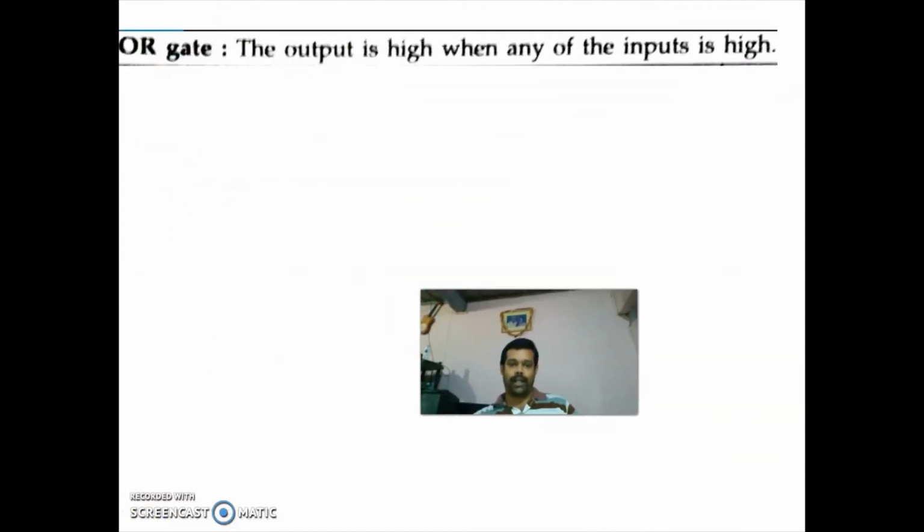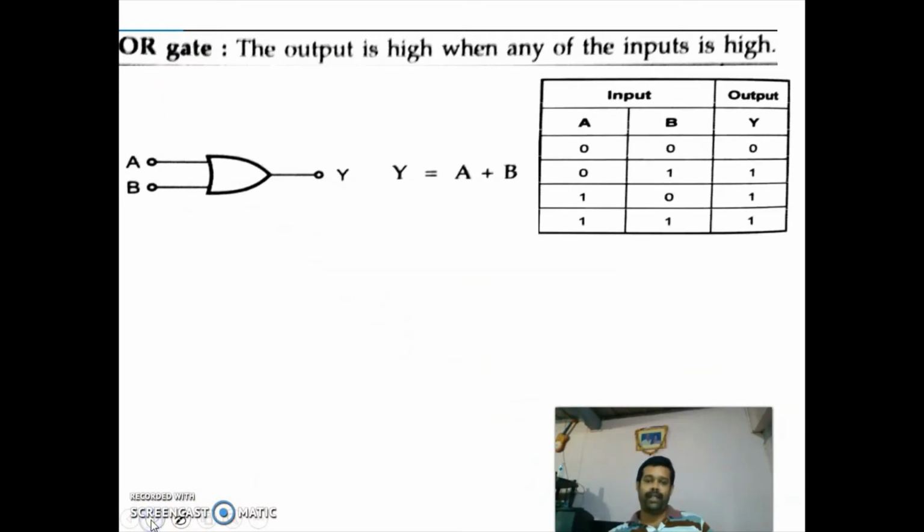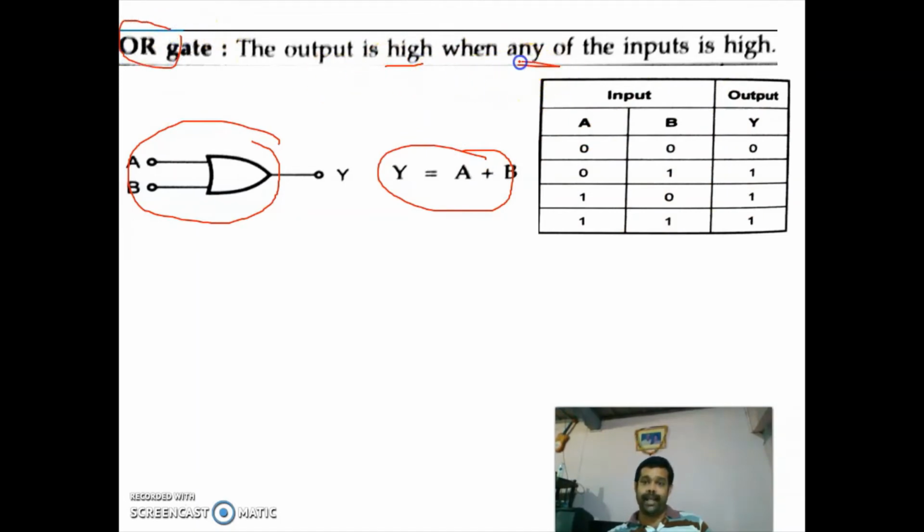So next one is OR gate. In OR gate, output will be high if any one of the inputs is high. This is the diagram of OR gate. This is the logical expression or Boolean expression, and this is the truth table. So the output is high in OR gate when any one of the inputs is high. Here it is high, output is high. Here it is high, output is high. When both the inputs are low, output is low.